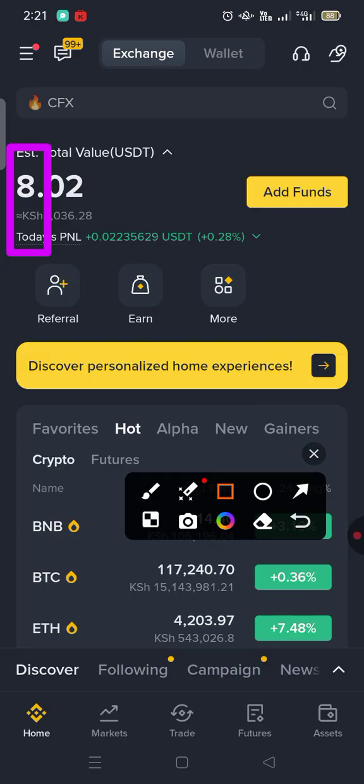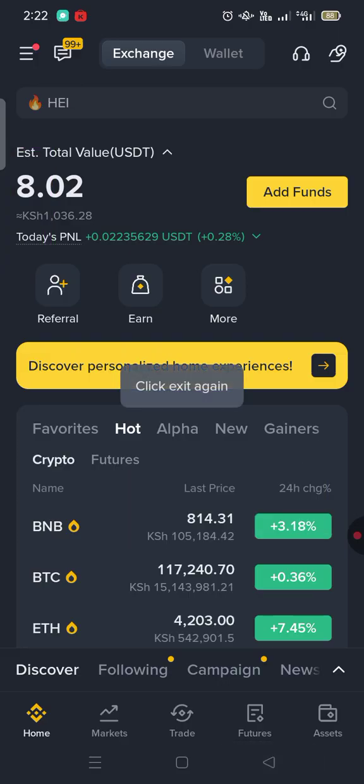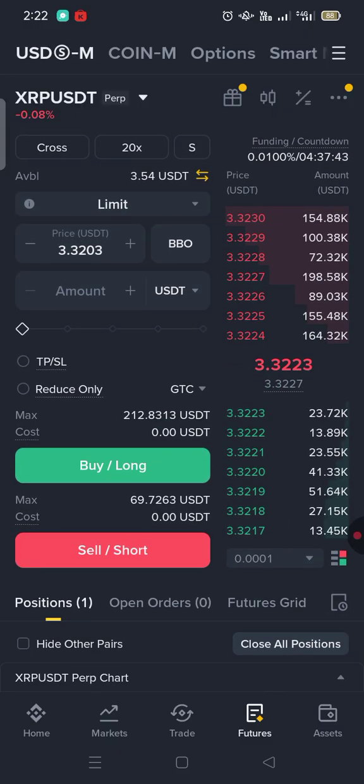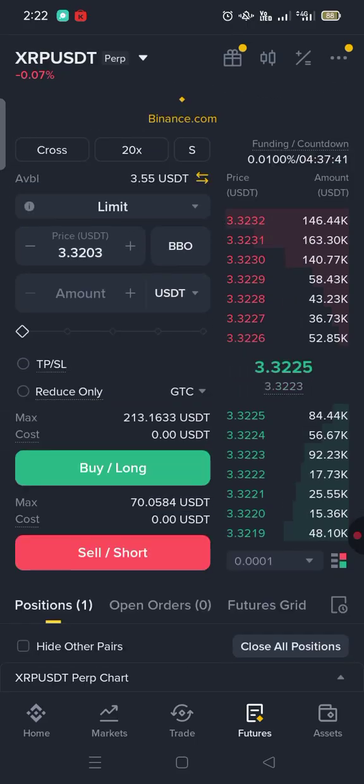So the next thing is, if you tap on futures, you'll be able to see different things, guys. Right here you'll be able to see. Okay guys, you can see I've used... I'm going to explain everything.